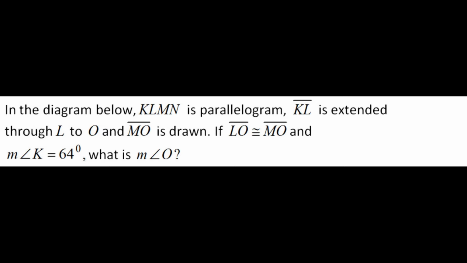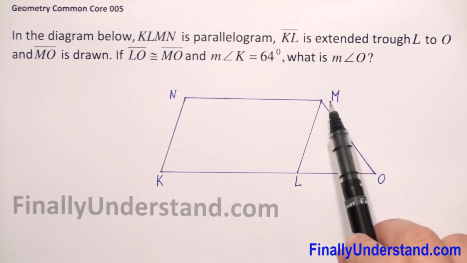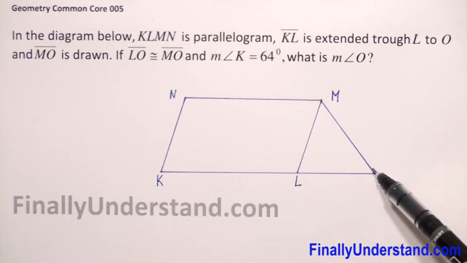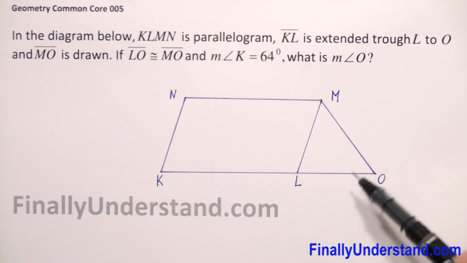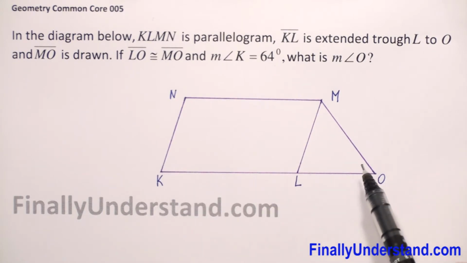In the diagram below, KLMN is a parallelogram. KL is extended through L to O, and segment MO is drawn. If segment LO is congruent to segment MO and the measure of angle K is 64 degrees, what is the measure of angle O?